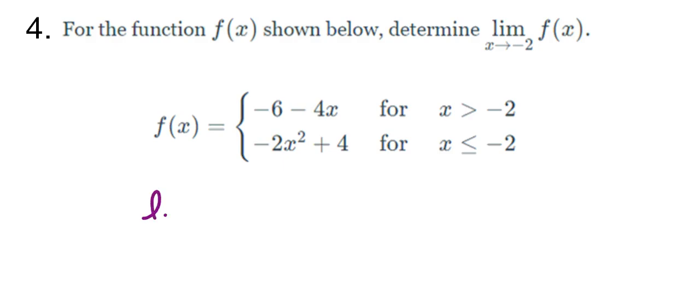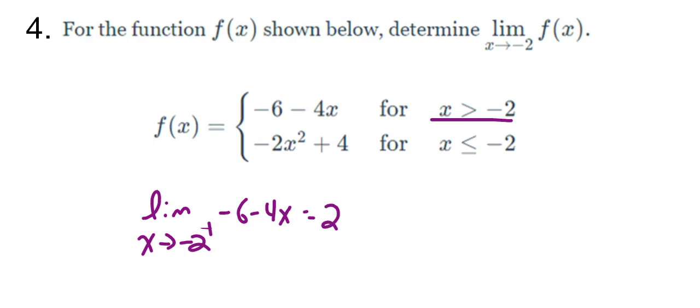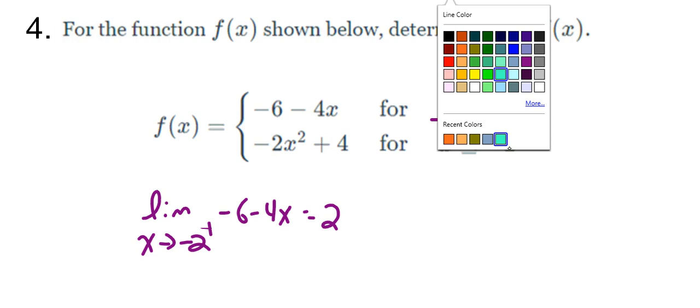We want to take the limit as x approaches -2. If we use this, we're coming from the right because it's greater than, coming from the right. We're going to use direct substitution. So we plug in -2. What do we get? -6 plus 8 is 2. All right, let's switch colors and let's do the other side.